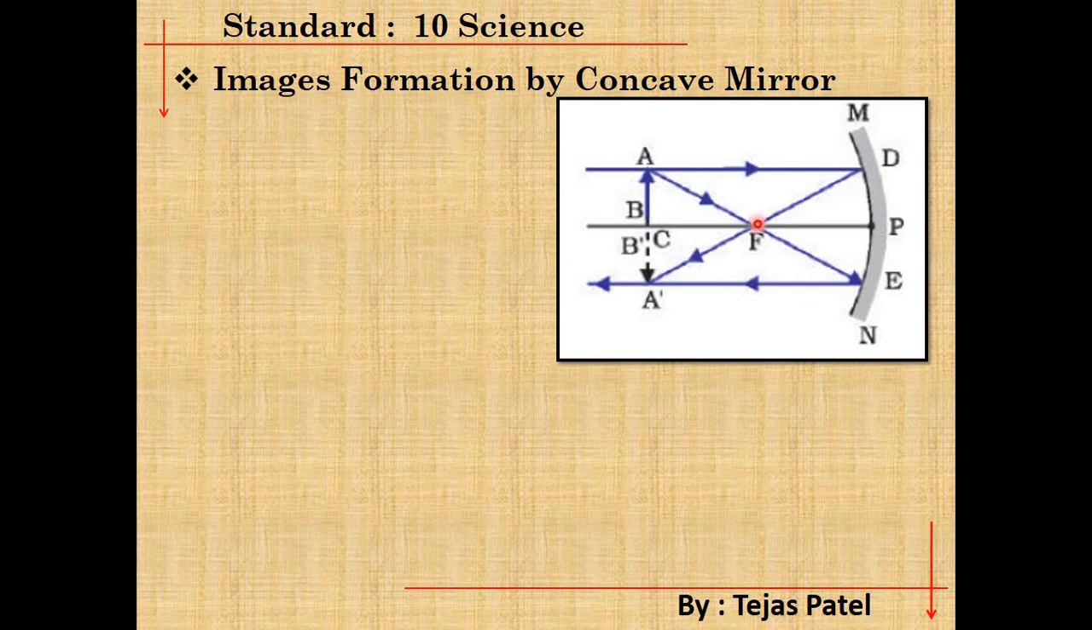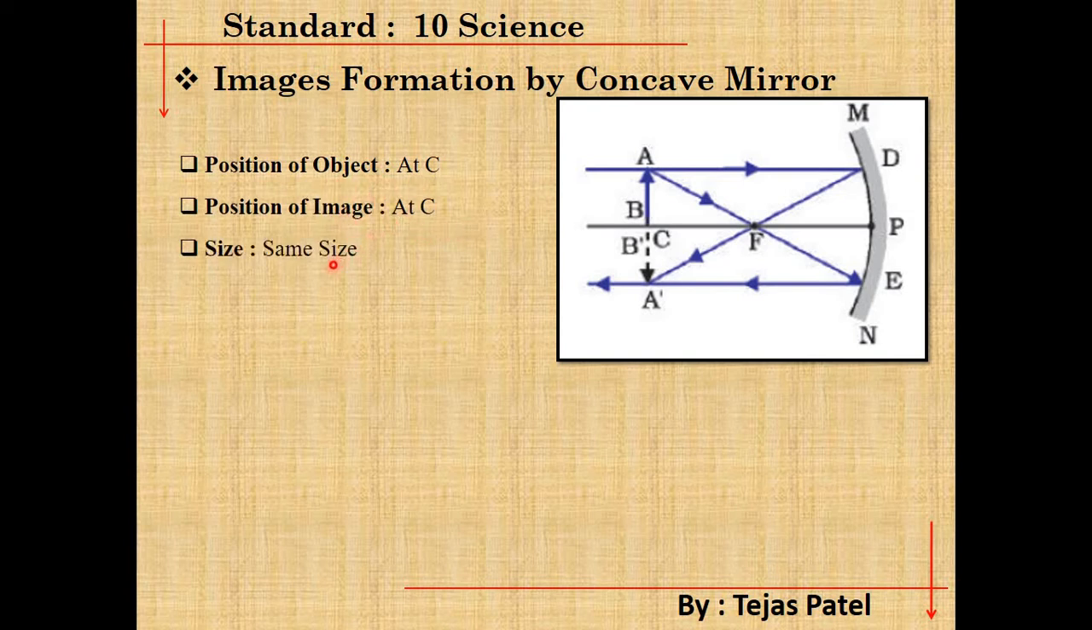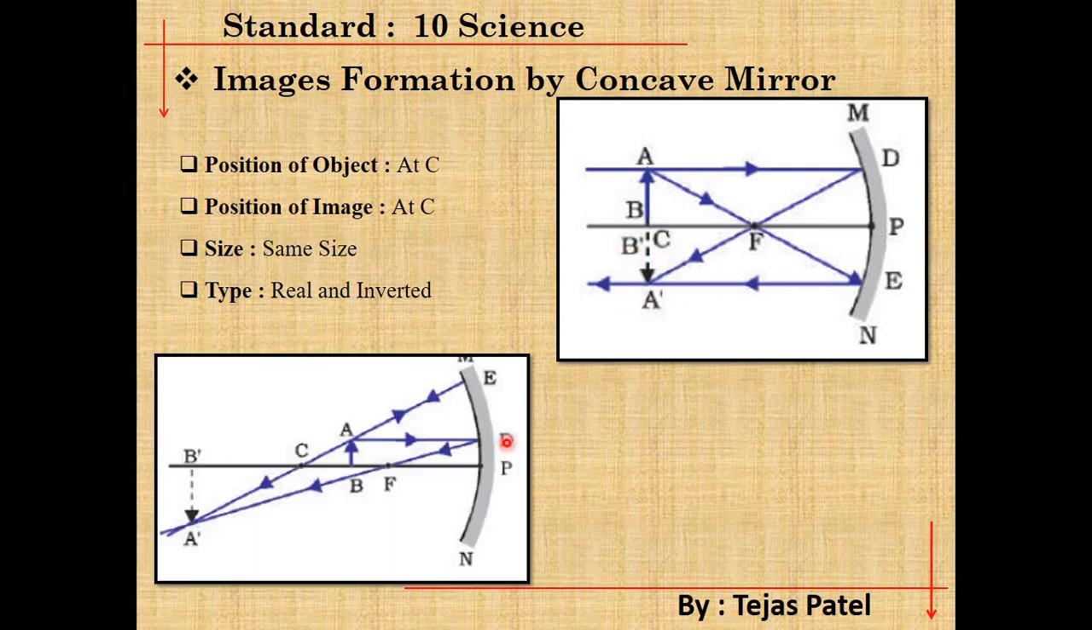Next, third case, whenever the object is at C, as you can see that 2 rays are passing, so parallel, so it will come from F, and the ray will pass from F, that will be parallel to the main line. So image at C, position at C, same size. As you can see, AB object and A dash B dash, the size is same, and a real and inverted image will be formed. As you can see, object AB is straight while its image A dash B dash is inverted.